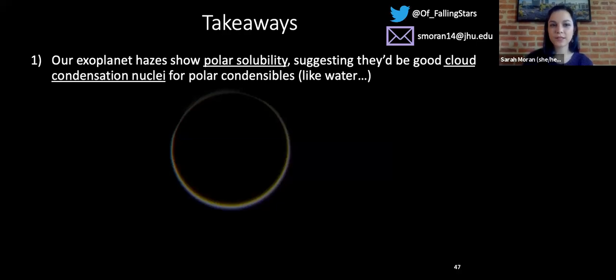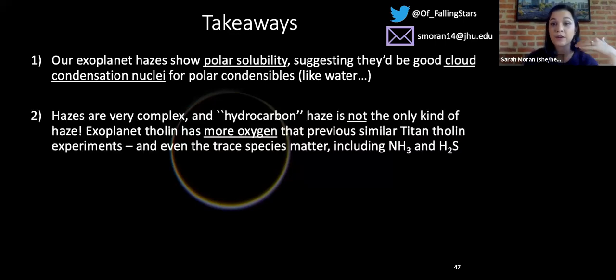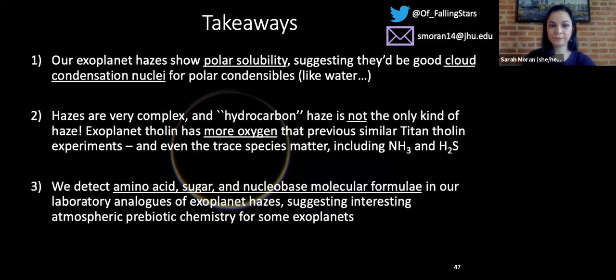So to summarize here, our exoplanet hazes seem to be polar soluble, which means that they might be good cloud condensation nuclei for polar condensables. And I'll point out that water is a polar condensable. These hazes are very complex. Typically, exoplanet people like to say hydrocarbon haze, but I hope I've shown you that that's not a particularly good description because of all of the oxygen and sulfur that can be readily incorporated into these materials.